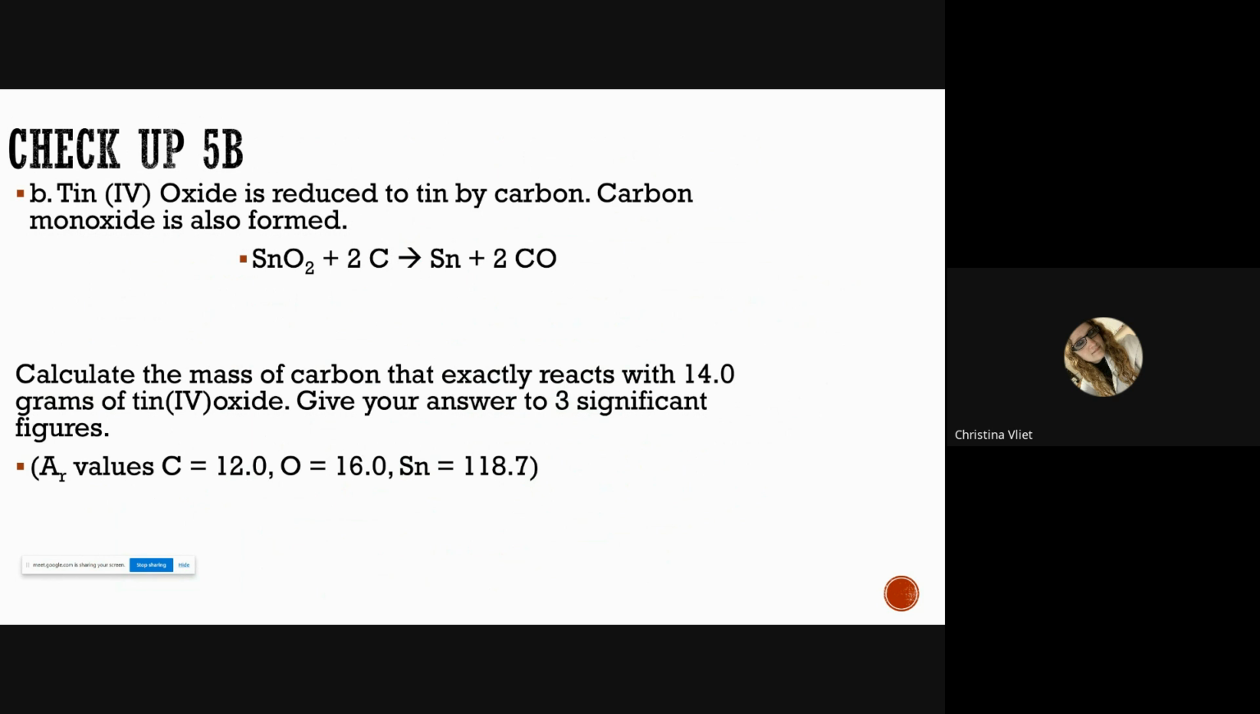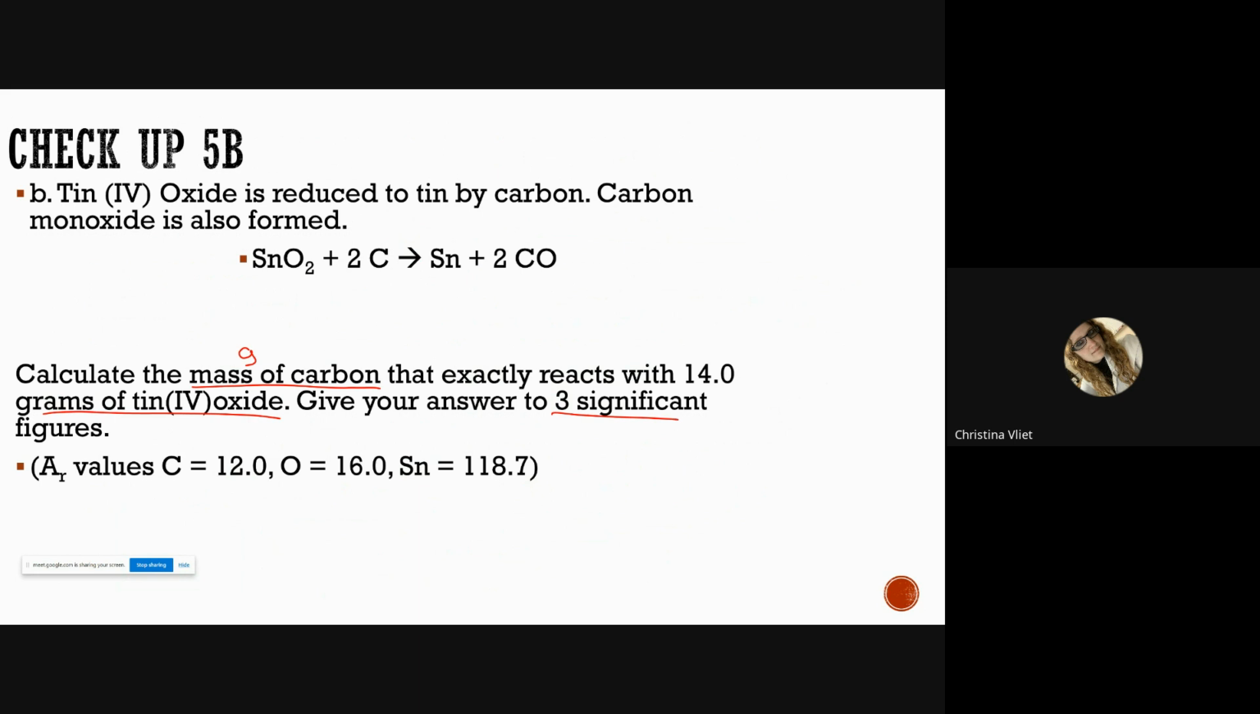They give you a reaction. Is this balanced? I left you space too. Underneath, it says calculate the mass of carbon that exactly reacts with 14 grams of tin 4 oxide. And then it says give your answer to 3 sig figs. So, let's double check. Yeah. It's grams of carbon, right? And you have grams. So I advise a mass to mass strategy.